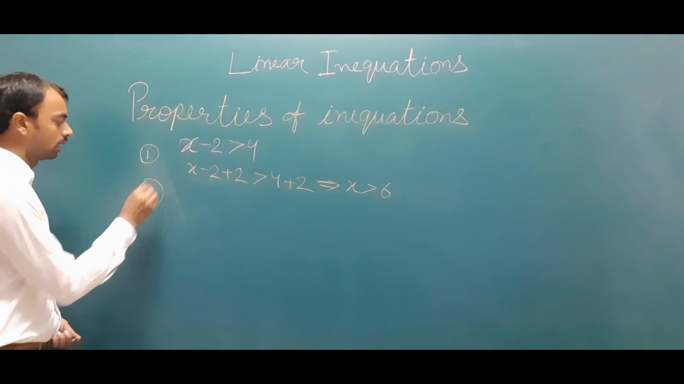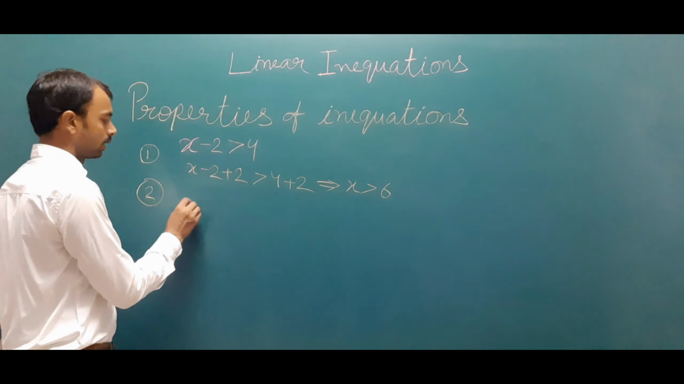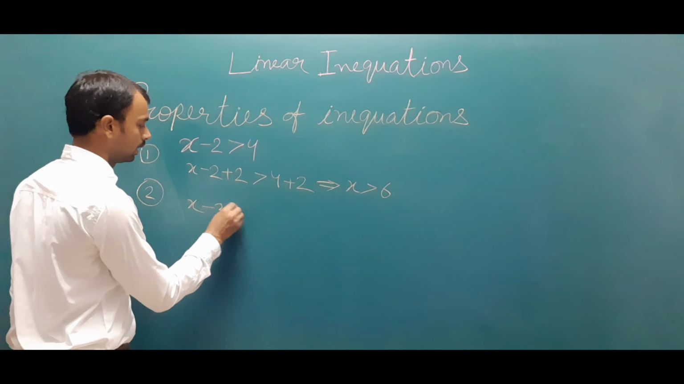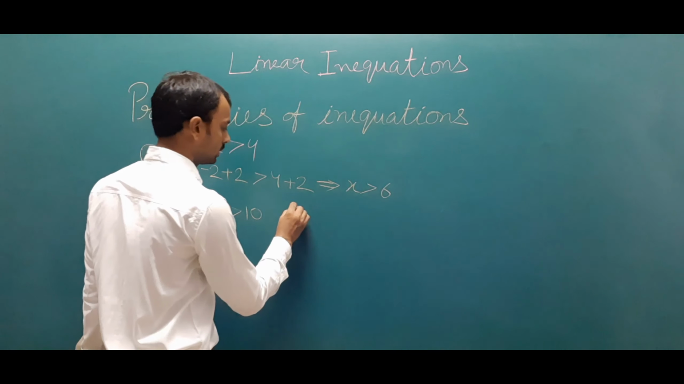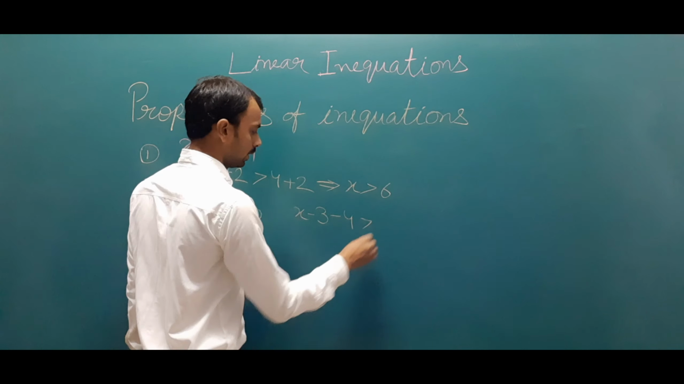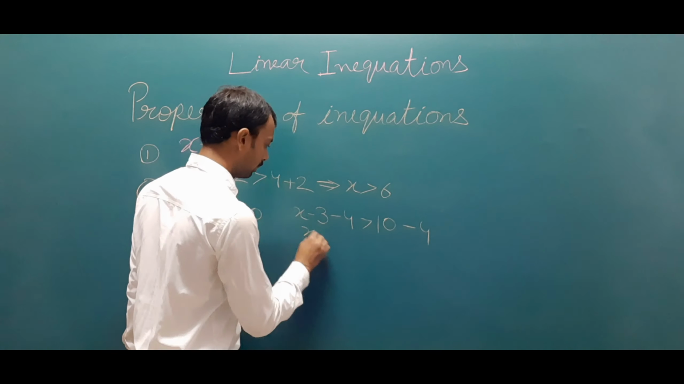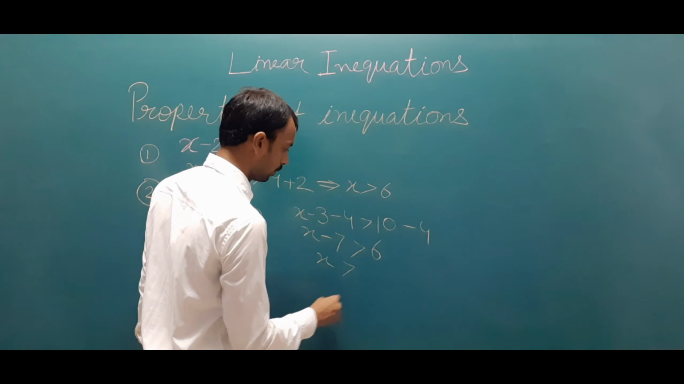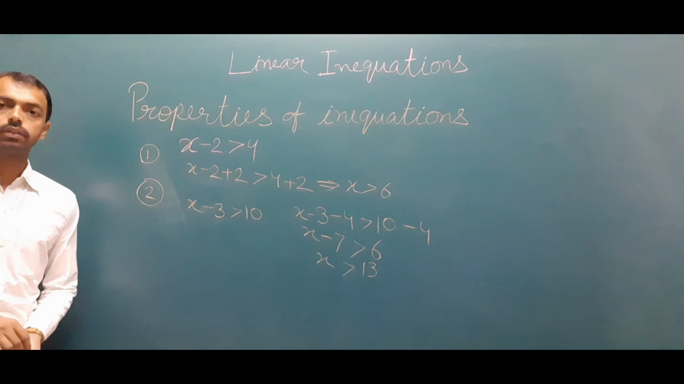The second property is subtraction, means if we subtract any quantity. Now consider an inequation like x minus 3 is greater than 10. If I subtract 4 on both sides, x minus 3 minus 4 will be greater than 10 minus 4. So it will be x minus 7 is greater than 6, and x will be greater than what? 13, that is 6 plus 7.